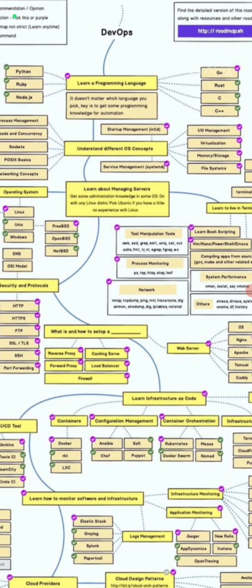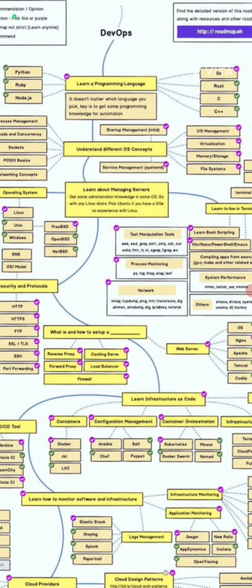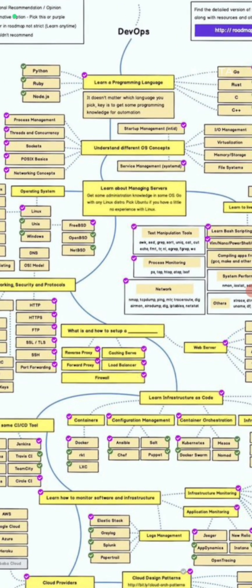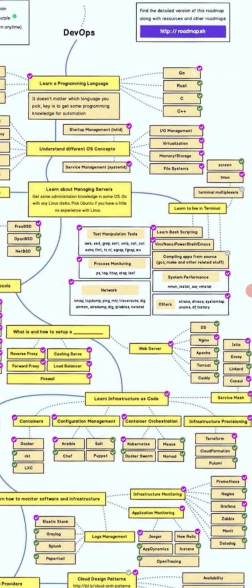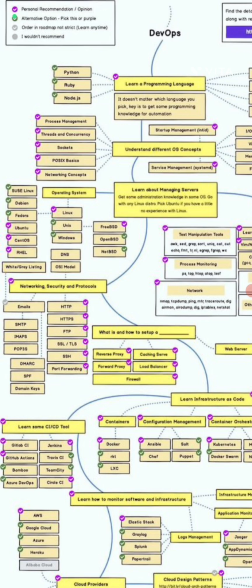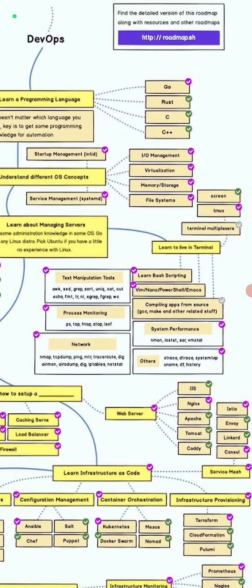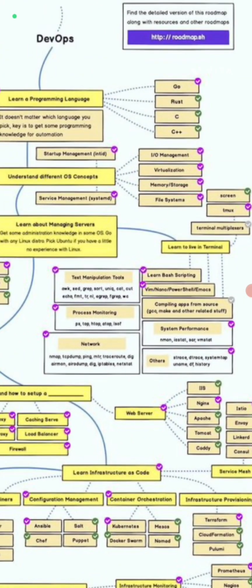Then after that you have to set up your OS, so your programming language will work on that, for process management, threads, concurrency, sockets, POSIX basics, network concepts, etc. You have to work on the kernel communication.